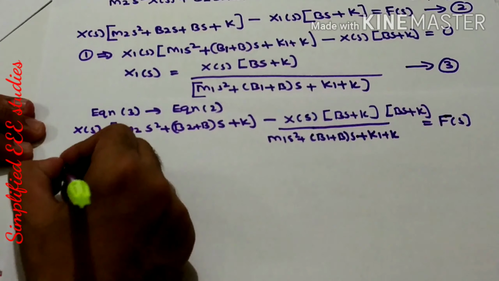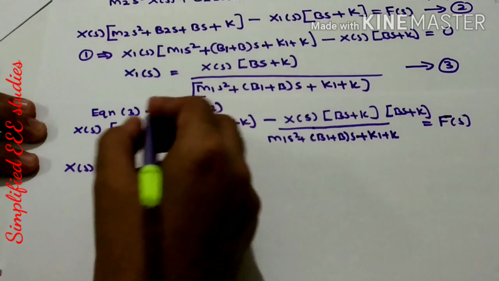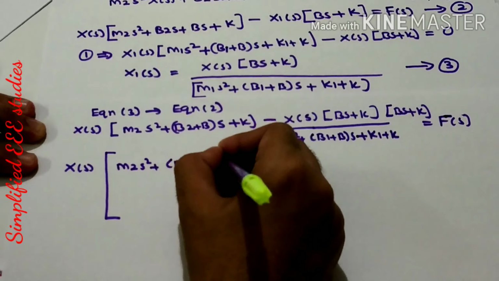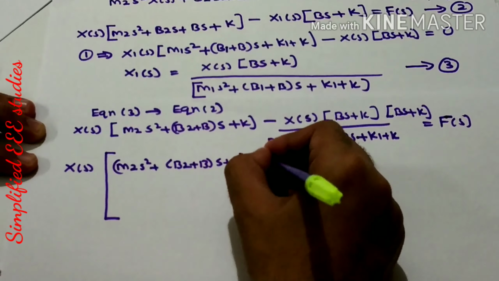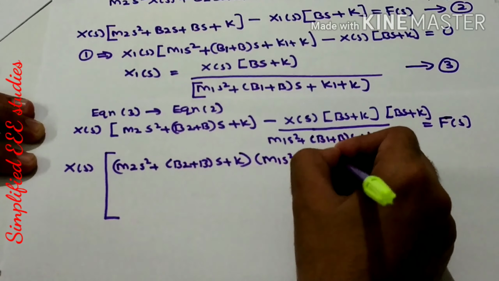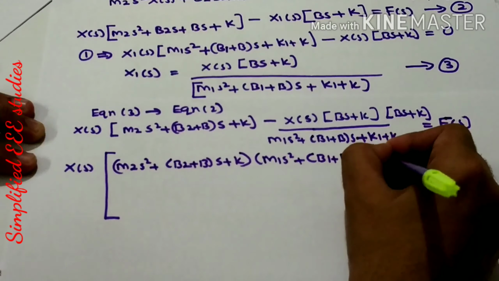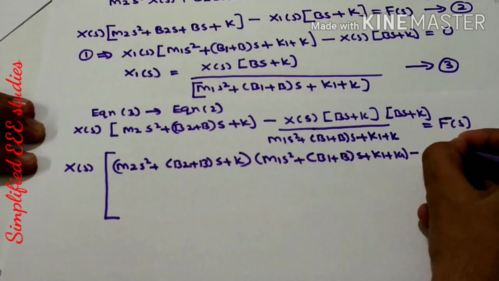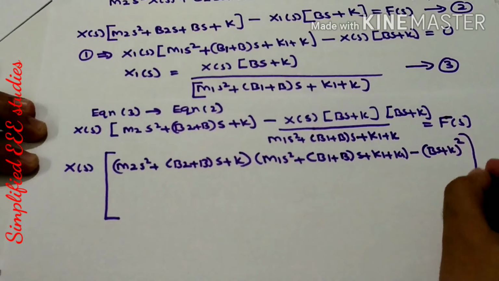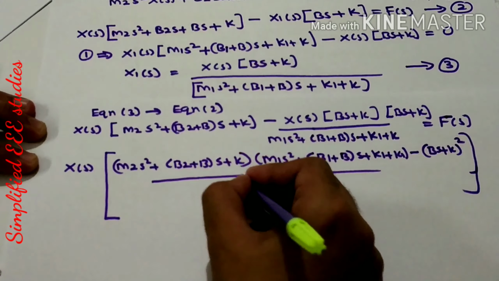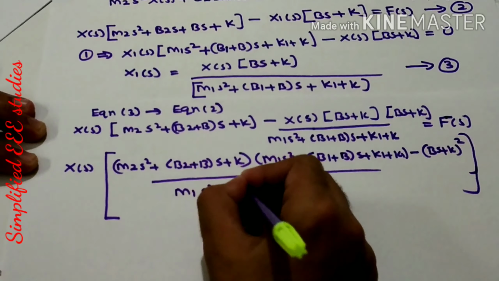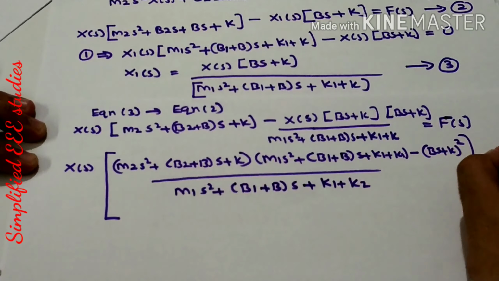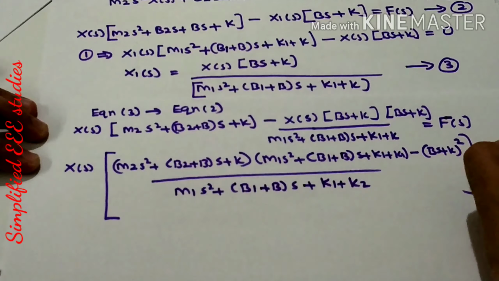Now we can do the simplification. X of s, we can do the cross multiplication: m2 s square plus b2 plus b into s plus k into m1 s square plus b1 plus b into s plus k1 plus k, minus bs plus k whole square, whole divided by m1 s square plus b1 plus b into s plus k1 plus k, that is equal to f of s.